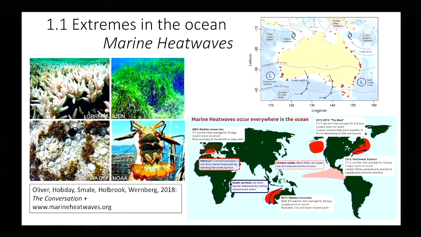And this is just a broad schematic of some events that have happened around the world. For example, the 2012 Northwest Atlantic event off here, which I'll talk about. Interestingly, the Blob off the Northeast Pacific. So there's a name for a marine heat wave. The Mediterranean Sea one that coincided with the atmospheric heat wave that killed thousands of people in France and Spain and other countries during that time.